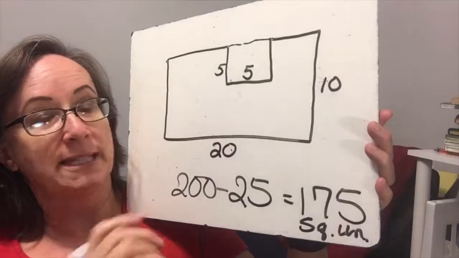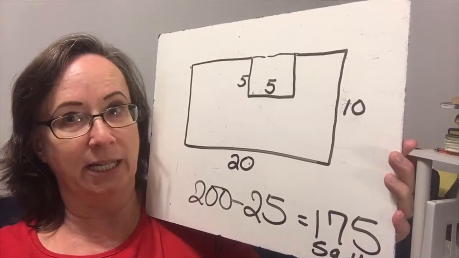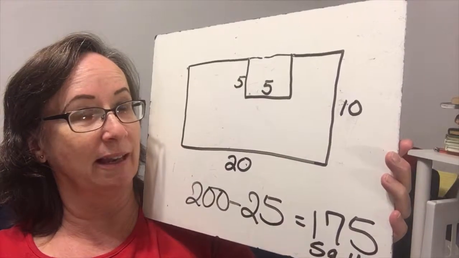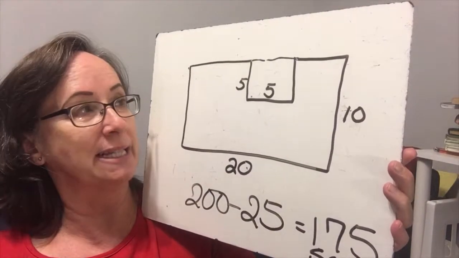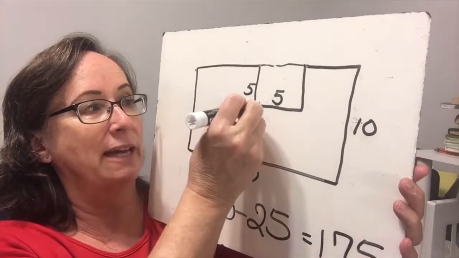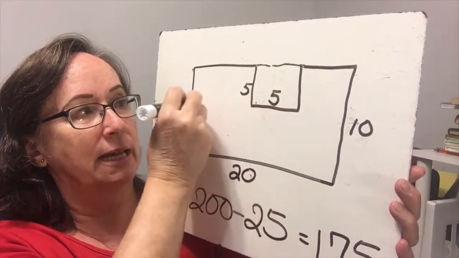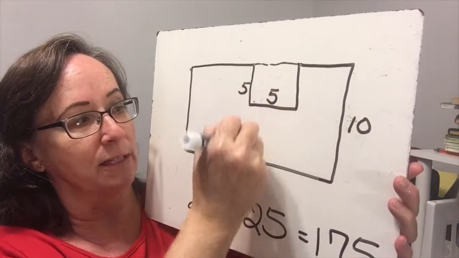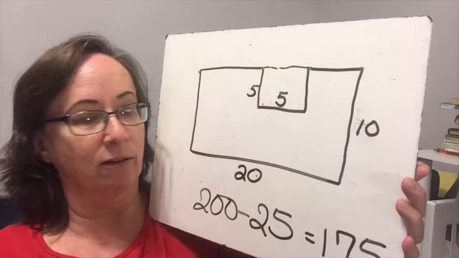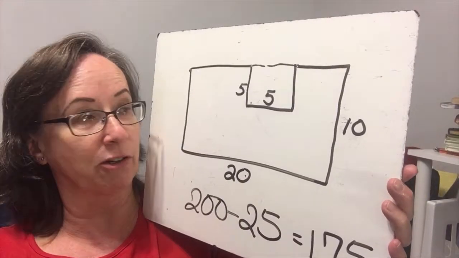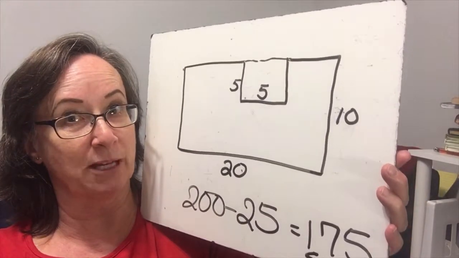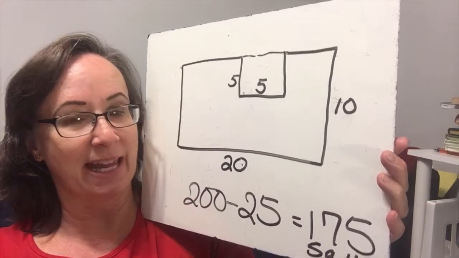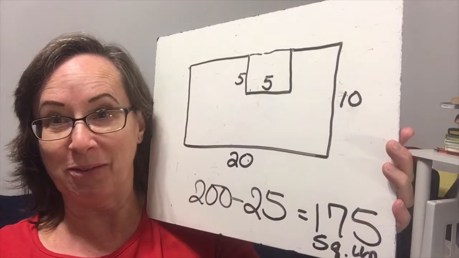Now, this one was actually much easier by subtraction than it would have been with addition. Because if we were doing addition, we would have had to find this rectangle and this rectangle, or maybe this rectangle and this rectangle. And we may have had to scratch our head a little bit about what some of those measures were. This one was definitely easier with subtraction. And now you know how to do it both ways.